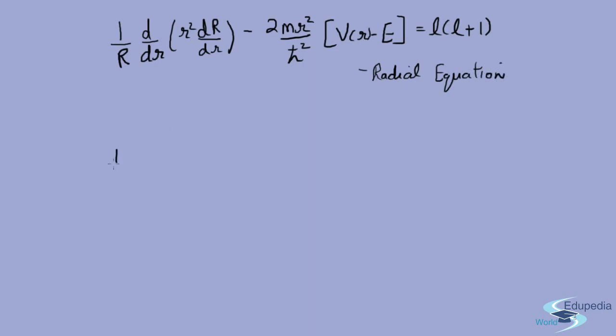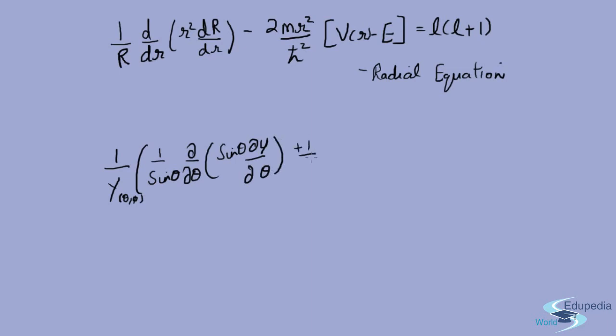And then we have the angular equation, 1 by Y. Y depends on theta and phi, remember. 1 by sine theta, del by del theta. And now we're using del because Y depends on both theta and phi. Del theta, sine theta del Y by del theta, plus 1 by sine squared theta del 2 Y by del phi squared. And this is equal to minus L into L plus 1. This is the angular equation.